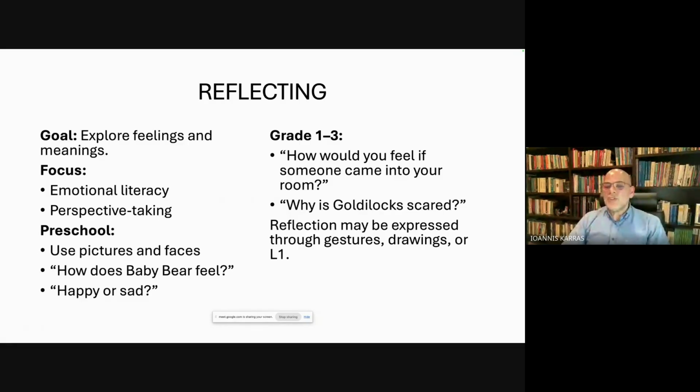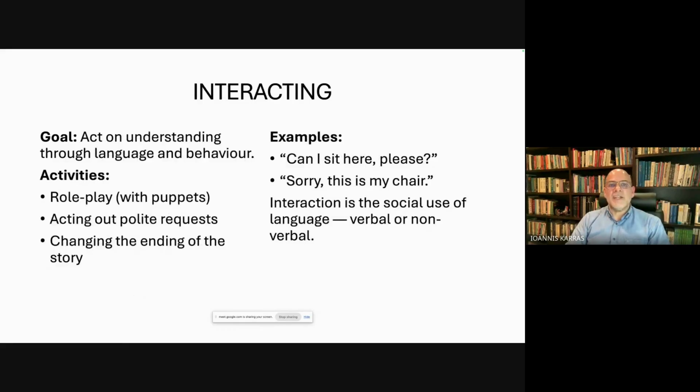And you know, reflections may be expressed through gestures, through using their L1, of course, because they don't have the linguistic repertoires, through drawings. And what we do is we help foster reflection at this stage. And then interacting is acting on understanding through language and behavior. So we can use puppets. Puppets are a fantastic way for role playing.